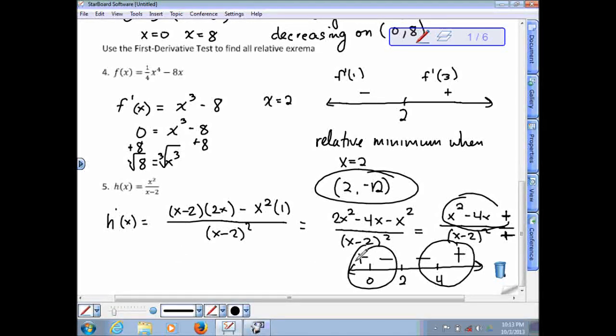Now, it depends on the behavior of the graph whether it's a local minimum or a local maximum. So here the function is increasing, but then at x equals 0 it starts to decrease. So that has to be a maximum. So there's a maximum when x equals 0. Then here, because it's switching from a decreasing function to an increasing function, when x equals 4, we have a minimum.